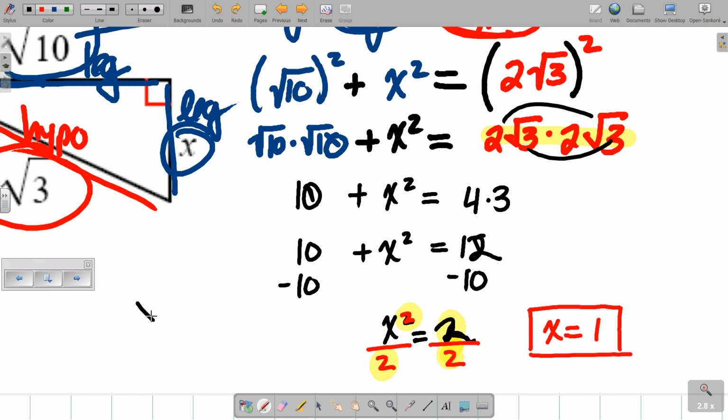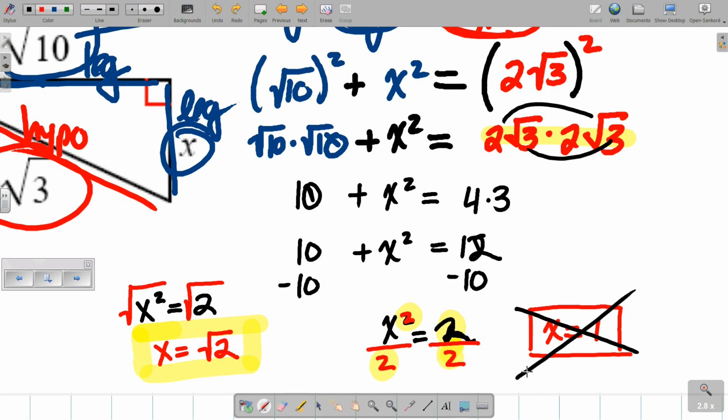So the opposite of squaring is square rooting. The opposite of squaring is square rooting. So of course, our value for x is root 2. Now, if you have a radical as an answer, I expect you to simplify if possible. If 2 is prime, you're done. Cross this out. It's obviously incorrect.